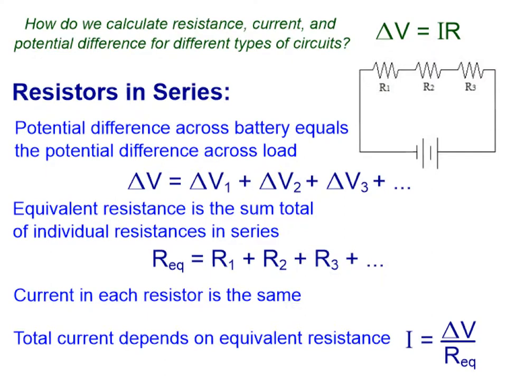Another important point for resistors in series is that the current in each resistor is the same. There's only one path, and that one path necessitates that the current across each one will remain the same. The total current depends on the equivalent resistance. So when we calculate the total current in this circuit, it's going to be equal to the potential difference across the battery divided by the equivalent resistance.